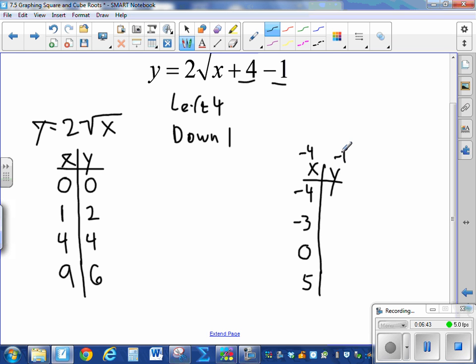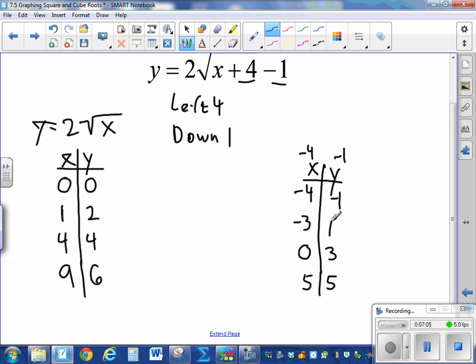Now our y values need to shift also, and our y values are going to shift down 1, so it's going to be minus 1. So take all of your y values and subtract 1 from them. So 0 minus 1 is a negative 1. 2 minus 1 is a 1. 4 minus 1 is a 3. 6 minus 1 is a 5.